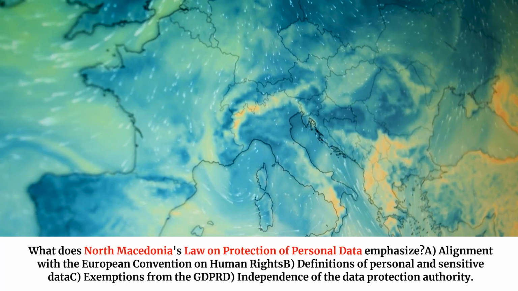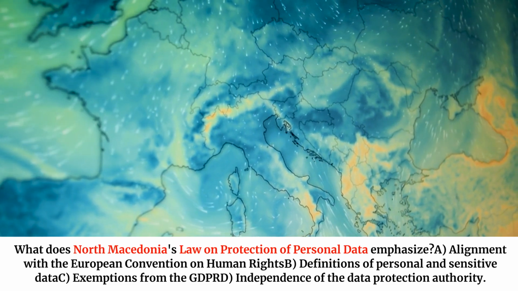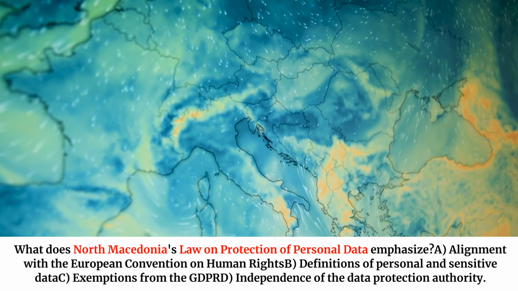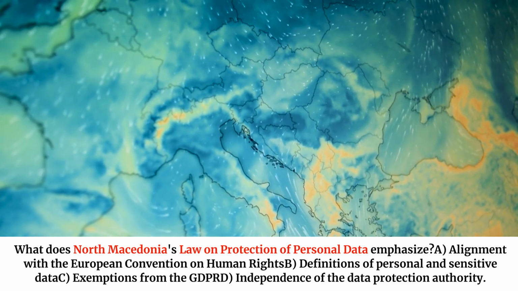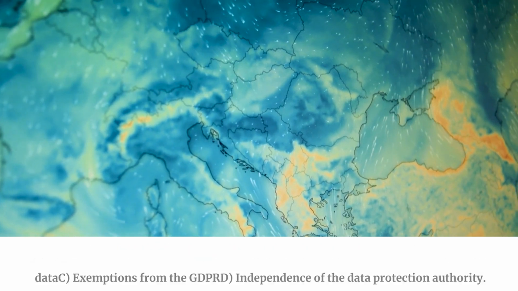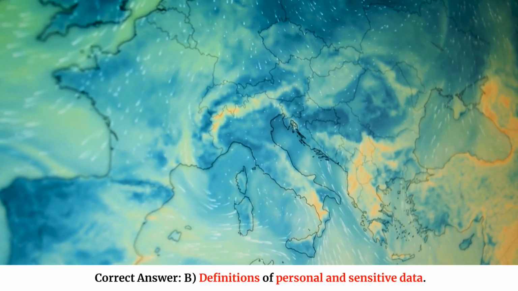What does North Macedonia's law on protection of personal data emphasize? A. Alignment with the European Convention on Human Rights. B. Definitions of personal and sensitive data. C. Exemptions from the GDPR. D. Independence of the Data Protection Authority. Correct answer. B. Definitions of personal and sensitive data.